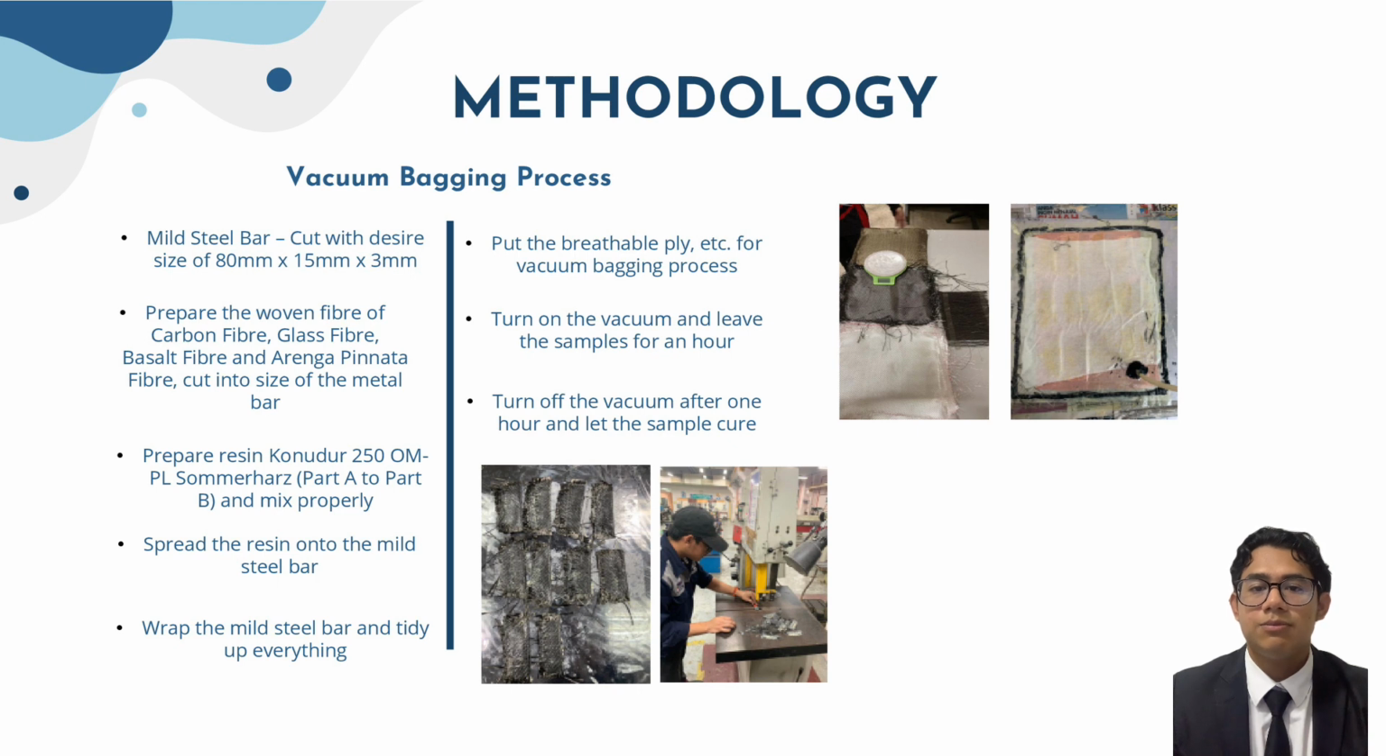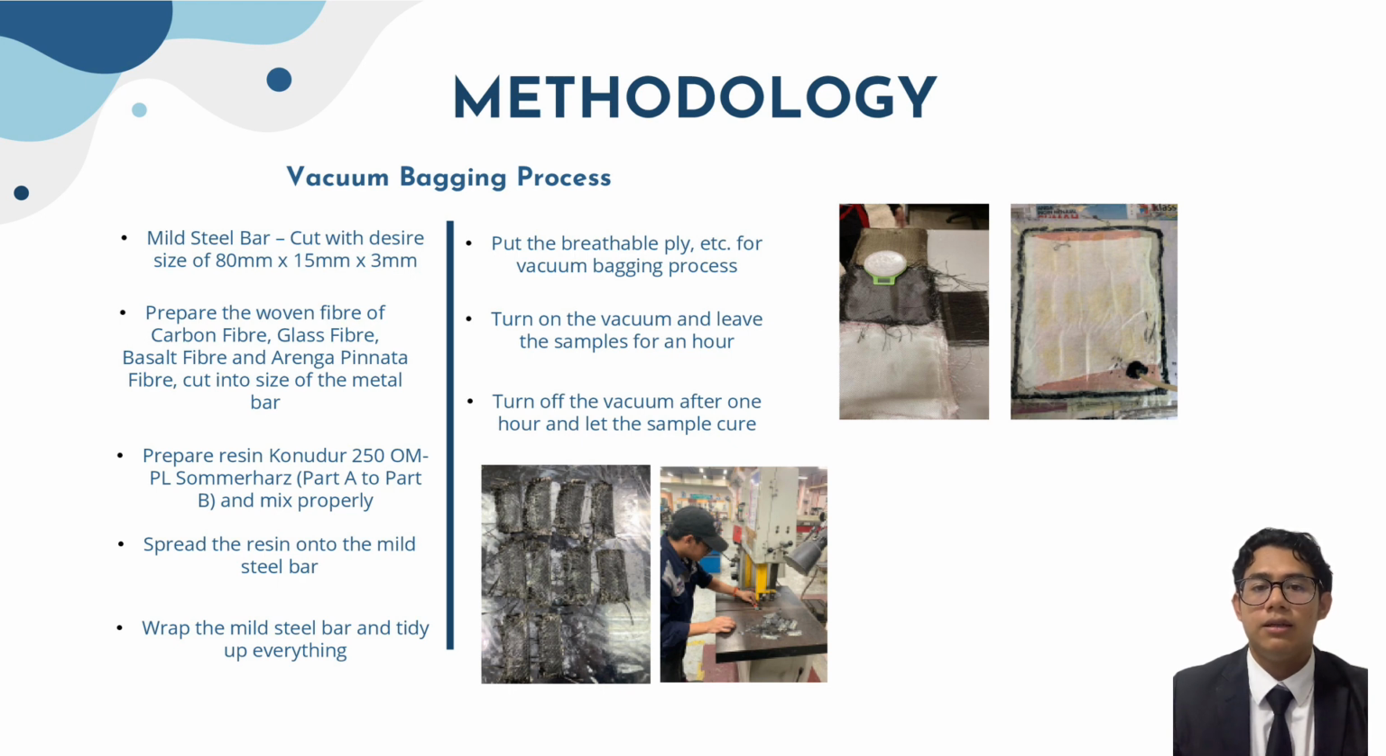And then the second step is to prepare and cut the woven fibers that will be involved in this project, which are glass fiber, basalt fiber, carbon fiber, and Arenga pinnata. And the next step is to prepare the resin, where I will use Cornada 250 resin, where part A is poured into part B and mixed properly. And then the resin will be spread onto the mild steel, and the fiber will wrap around the metal.